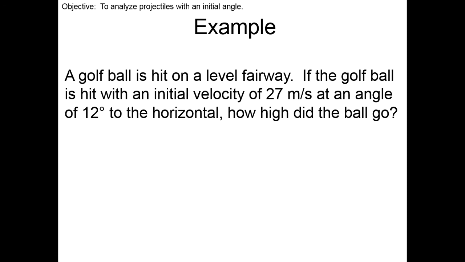A golf ball is hit on a level fairway. If the golf ball is hit with an initial velocity of 27 meters per second at an angle of 12 degrees to the horizontal, how high did it go? Now, I'm not going to go through any of the problems. I'm just going to give you the answer because I did that earlier. Go ahead and pause it, take your time, and see if you can get the same answer as me. All right, did you get 1.61 meters? If so, good job. If not, go back and watch the video a little bit or come in for some help.